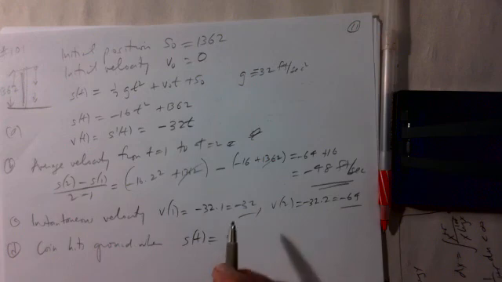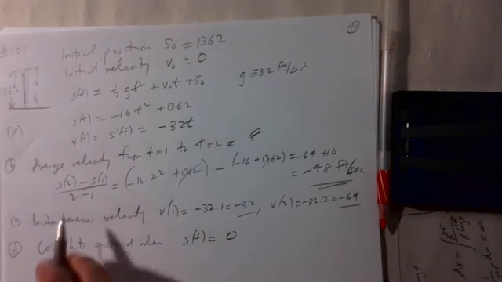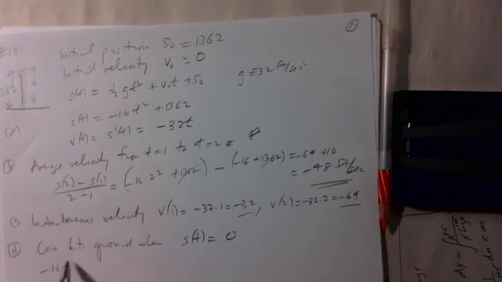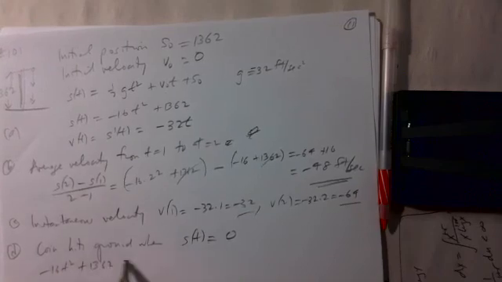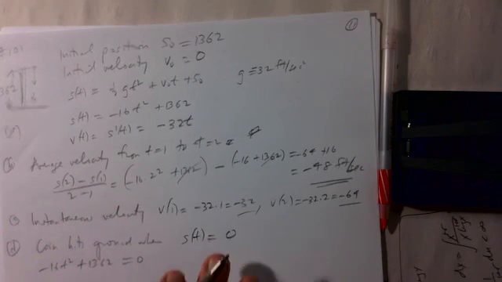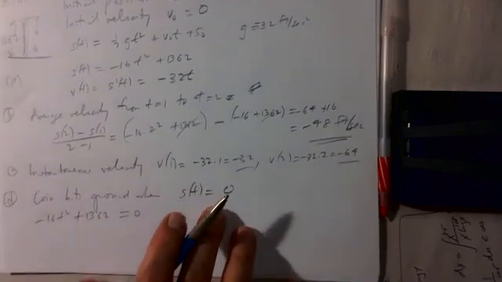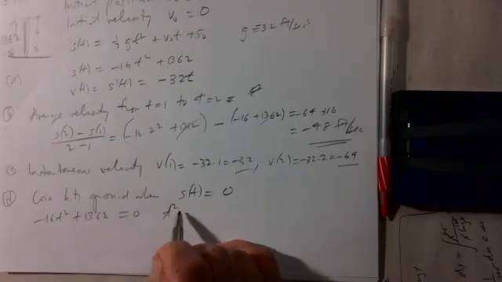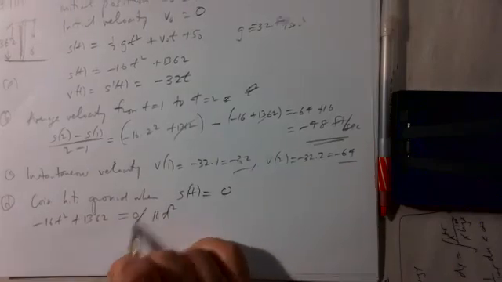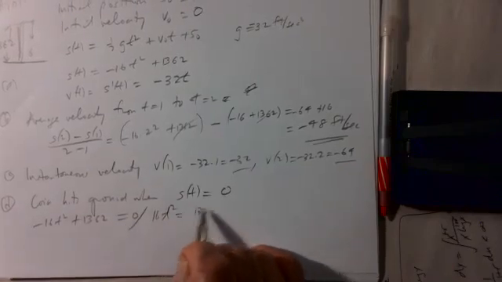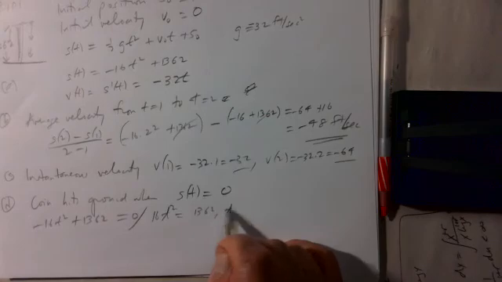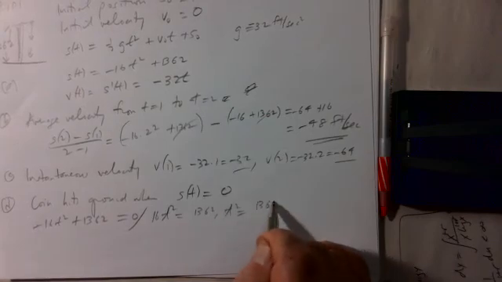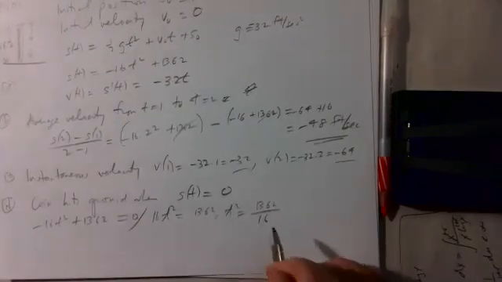S of t is 0 means minus 16t squared plus 1362 equals 0. We have to solve this quadratic equation. So this says that 16t squared is 1362, or t squared is 1362 divided by 16.